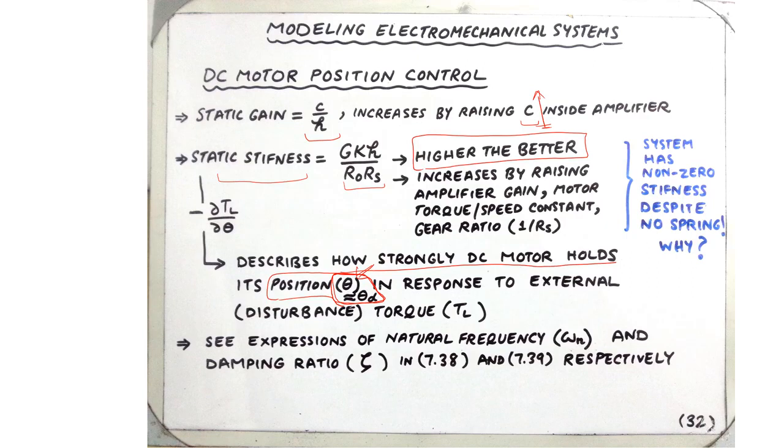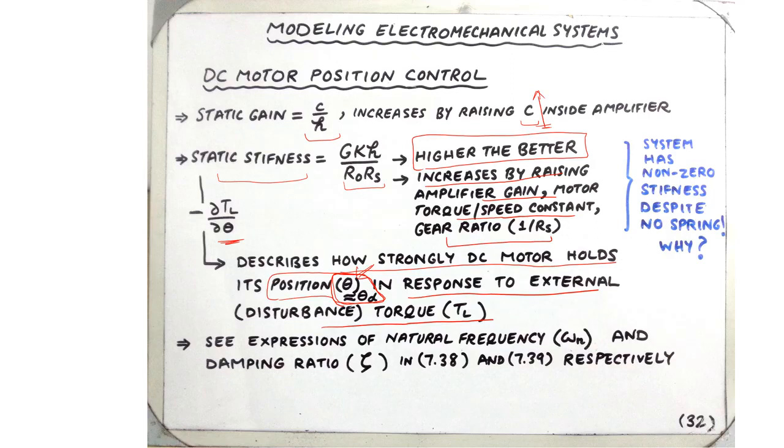But how strongly can it hold on to its position in response to the external disturbance? As before, the external disturbance will try to deviate theta from theta D. That's what the external disturbance does. And so the static stiffness really is a measure of the resistance offered by the motor to the external disturbance. So that's why higher is better, and it can be increased by raising the amplifier gain, or if you can have a higher motor torque constant, but more importantly, a higher gear ratio.